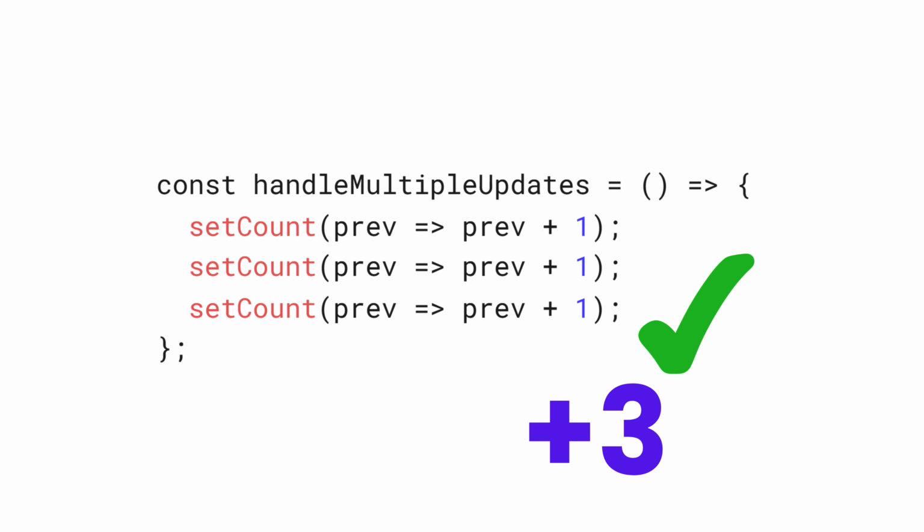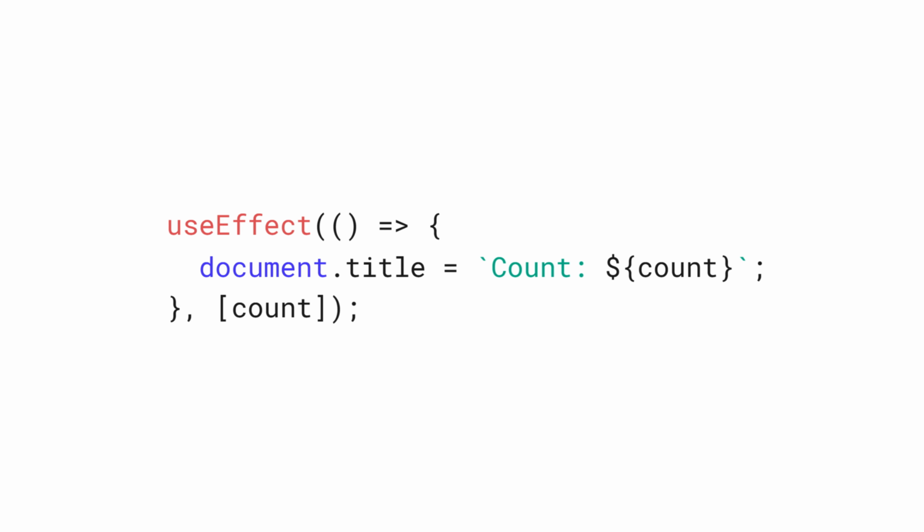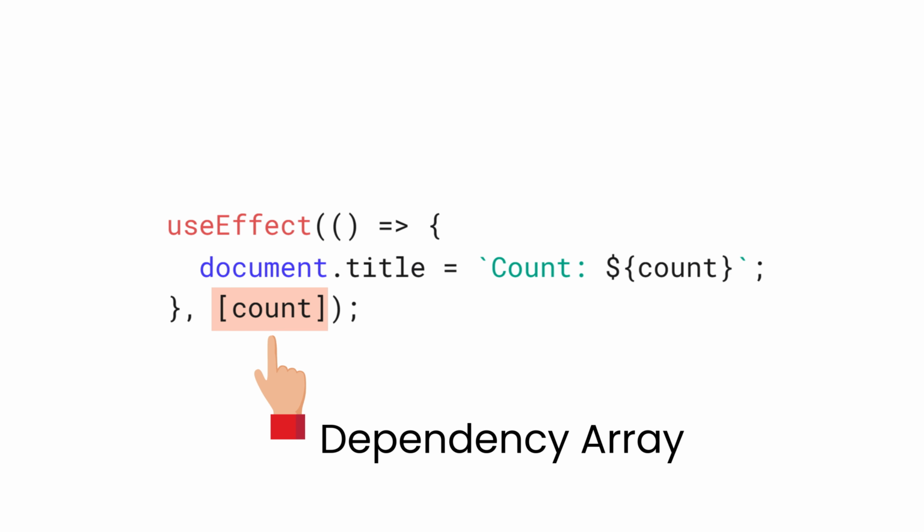And it gets even better with useEffect, which handles side effects. Here's what's happening in this example. The first argument is our effect function, the code we want to run. The second argument is the dependency array, which tells React when to rerun this effect. In this case, the effect only runs when count changes.